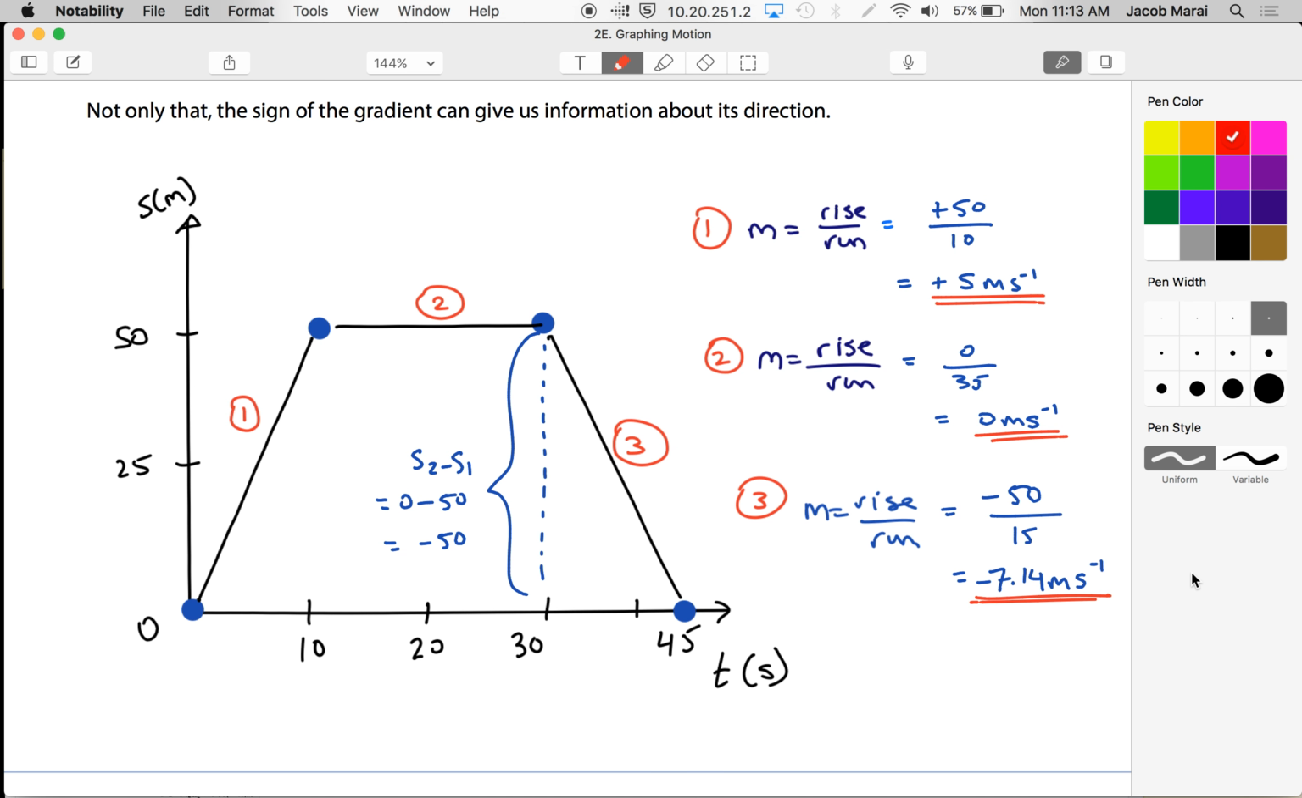Now, again, it's giving us direction, because now we've got an outwards journey in the positive and a return journey in the negative. So really, we're getting a tiny bit more information by the positives and the negatives.